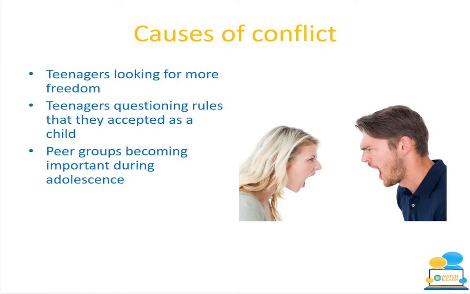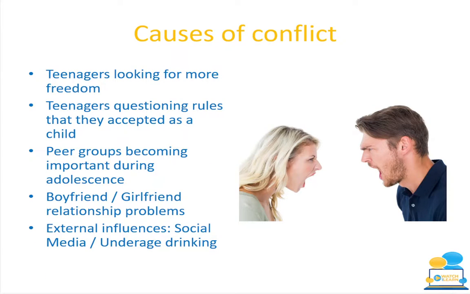So peer groups or friends becoming more important during adolescence. Just because maybe your friend's parent lets them go to the cinema after school and yours doesn't, that could cause tension. So boyfriends and girlfriend relationships. For example, wanting to be with your boyfriend all weekend instead of being at home, that can cause problems with a family because you're not home, you're not socializing with your family, you're not doing your homework maybe.